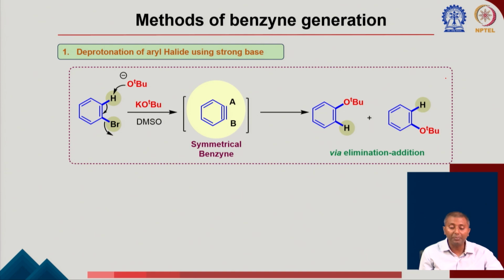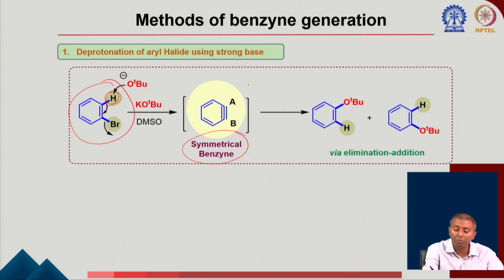So the first example here uses potassium tert-butoxide in DMSO starting from bromobenzene. What is happening here is that this acidic proton is getting abstracted in the presence of potassium tert-butoxide, which forms this symmetrical benzyne.